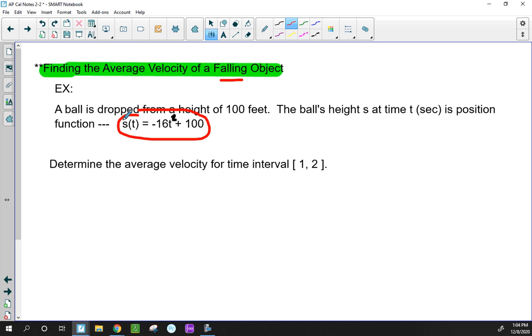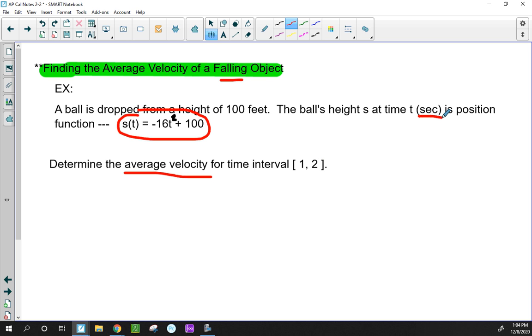At time 0, the ball is 100 feet above the ground. After 1 second, the ball is obviously closer to the ground. So as you read a problem, always picture it in your head or draw a picture, and that way you understand what the scenario is about and relate it to what you're trying to find. Determine the average velocity for the time interval from 1 second to 2 seconds.